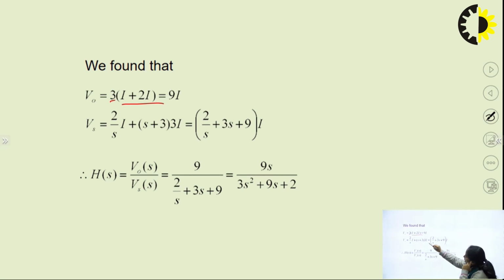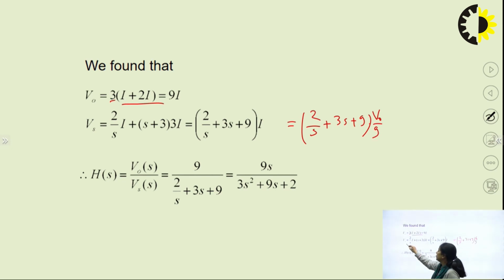So here, first equation is now, instead of I you can write 2 by S plus 3S plus 9, and instead of 9 you can write V naught upon 9. So now you are having the direct relation between Vs and V naught. Okay, so V naught divided by Vs is 9S divided by 3S square plus 9S plus 2.